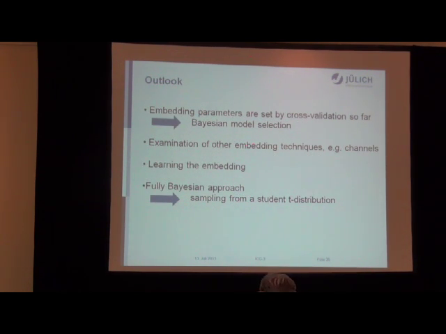Outlook. Well, so far parameters of the embedding are set by cross-validation. It would be nice also to include this in some learning or Bayesian estimation step, and we're also examining other embedding techniques and learning the embedding mapping itself would be a nice thing. And a full Bayesian approach is also investigated. So marginalization over the Gaussian model parameters would then result in a t-distribution. This concludes my talk. Thank you very much.